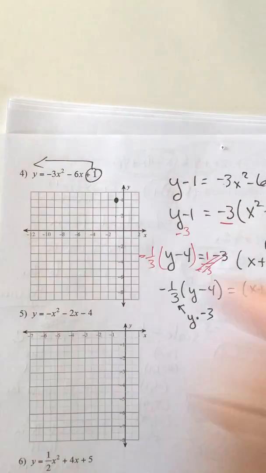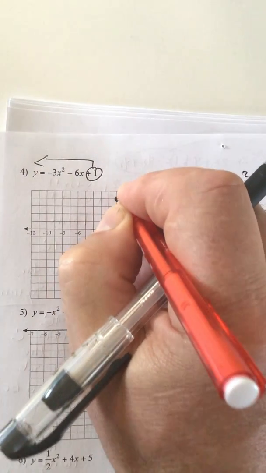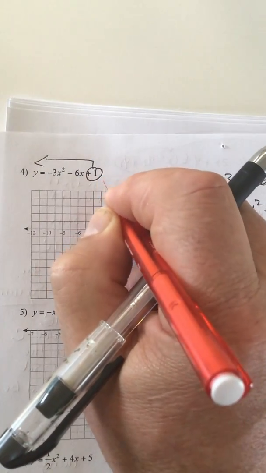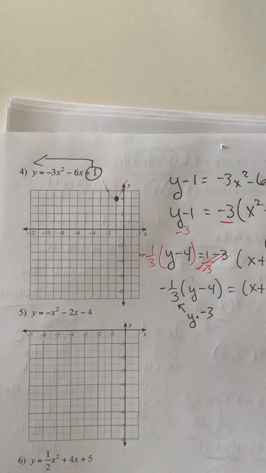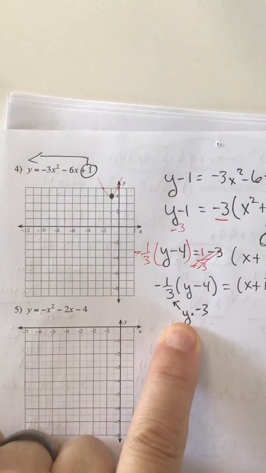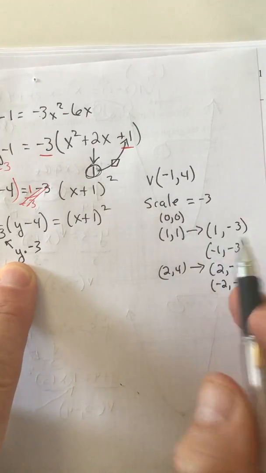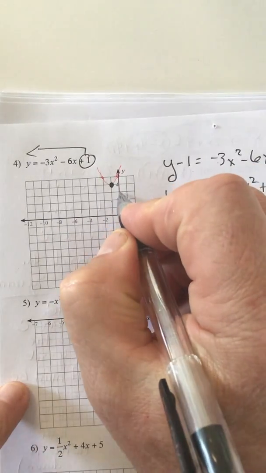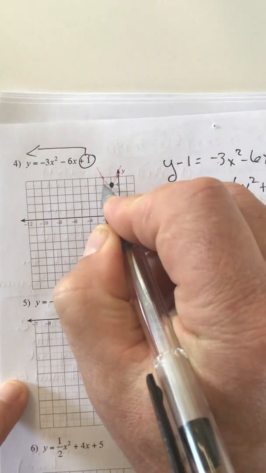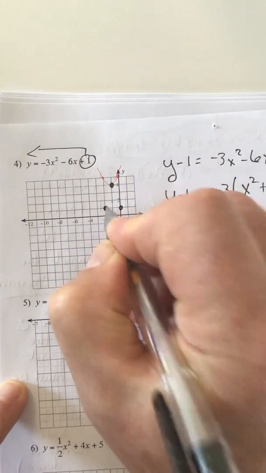Now, I would normally go over 1, up 1, over 1, up 1, and it would look like this. But the y is multiplied by negative 3. So instead of going over 1, up 1, I'm going over 1, down 3. So over 1, 1, 2, 3. Over 1, 1, 2, 3.